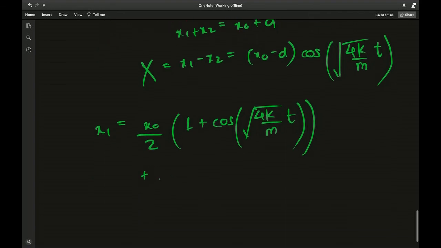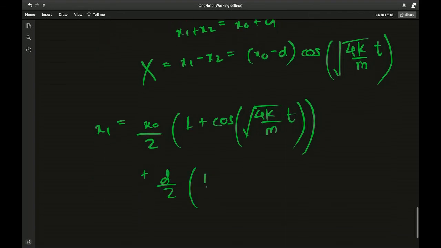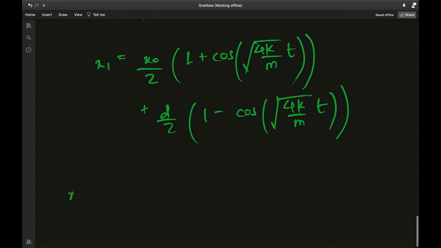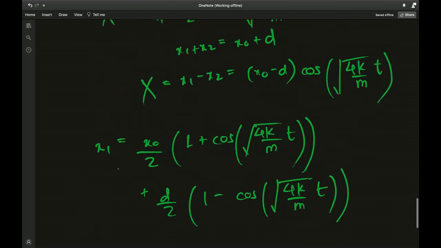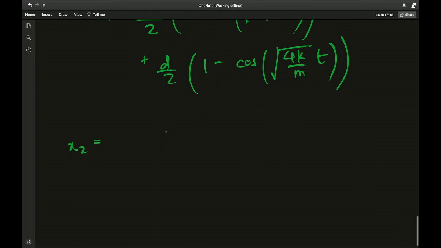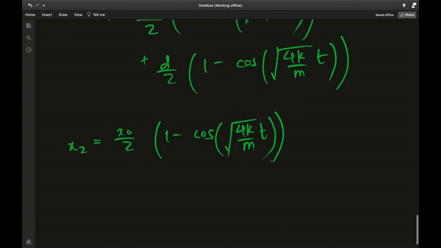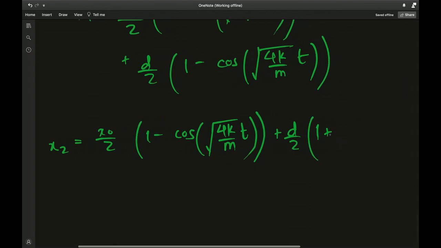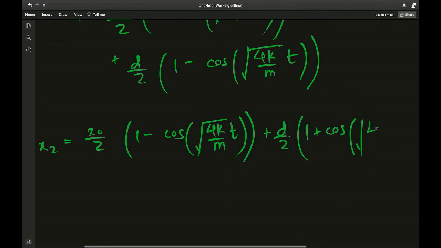and then there's the other d over 2 times 1 minus cosine of square root 4k over m times t. That's x1. Now x2, if we just plug in x1 in any one of these equations, we will get x0 over 2, 1 minus cosine of square root 4k over m times t, plus d over 2, 1 plus cosine of square root 4k over m times t.